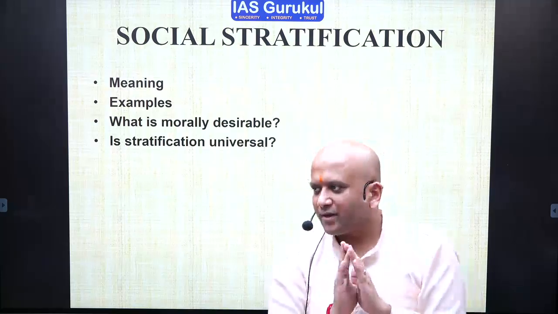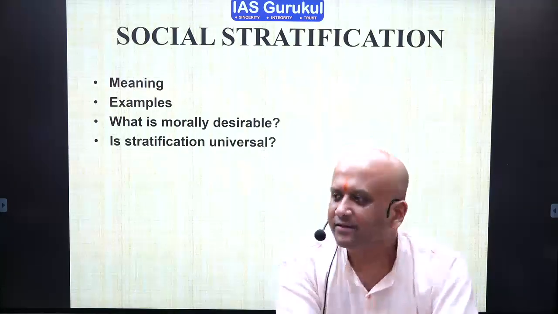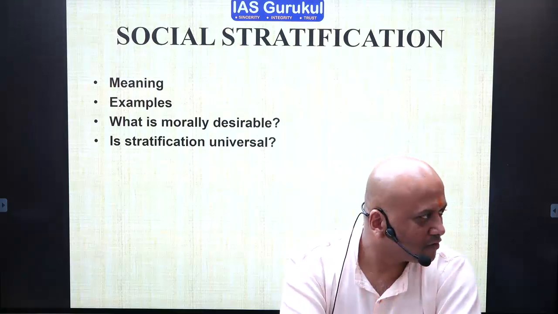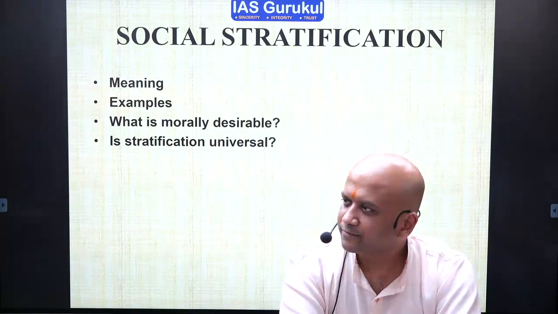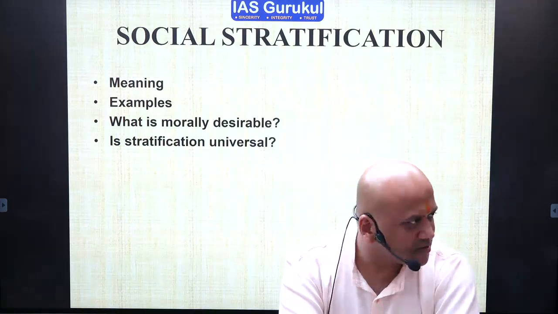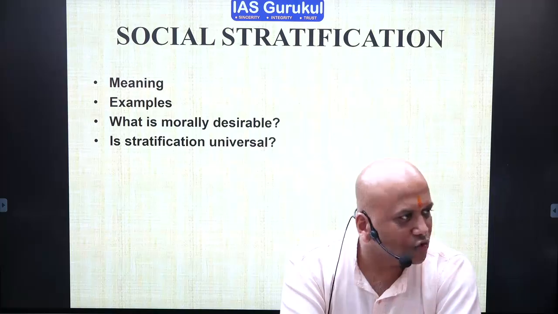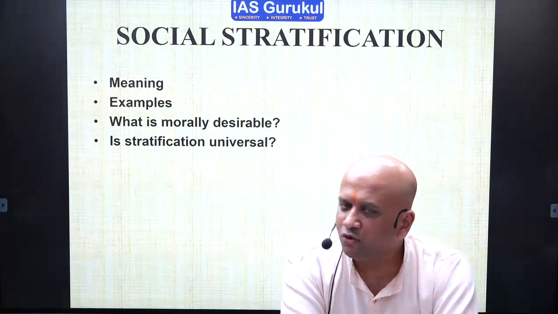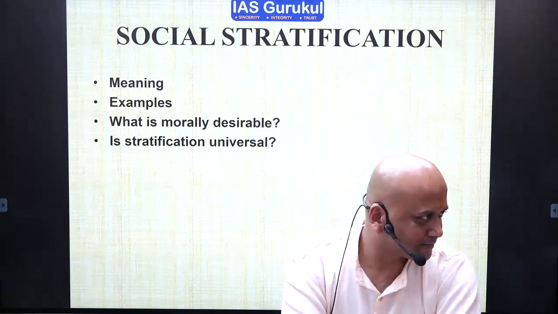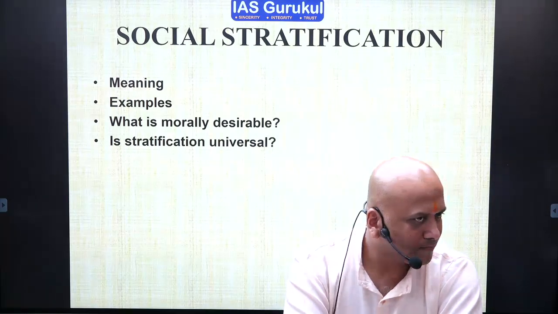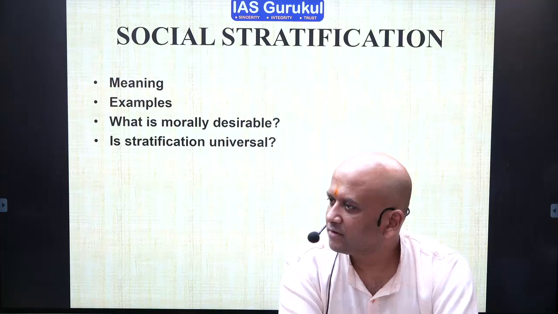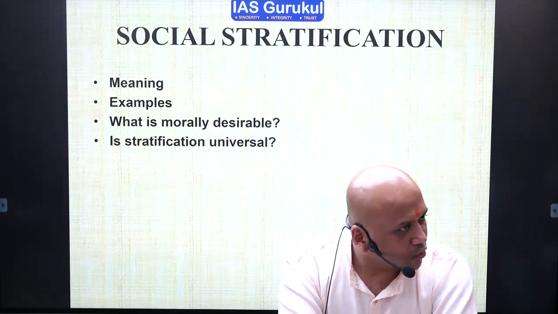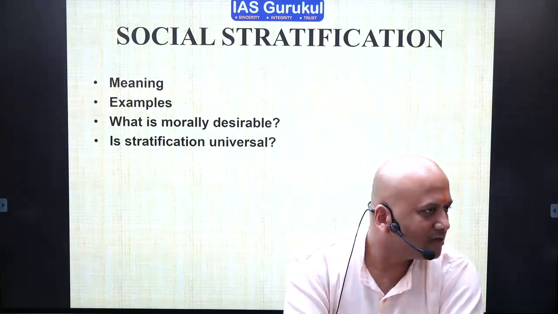So, another type of equality, okay, is equality of opportunity. Equality of opportunity. Meaning that all persons should have an equal chance to realize their full potential. All persons should have an equal chance to realize their full potential. Okay. And the third is equality of outcomes. Equality of outcomes.